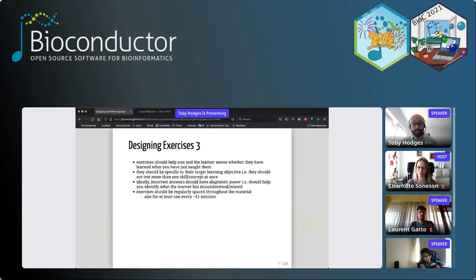They should be specific to the target learning objective. So the idea is that you have this one-to-one relationship between an exercise and the specific objective it's intended to assess, and not a larger exercise that spans more than one of those objectives, more than one skill that you're trying to teach them or concept that you're trying to help them understand at any one time. In my opinion, it's sort of okay to include larger exercises that cover more than one of these things, as long as you also have the smaller exercises beforehand that are specific to the particular objectives.